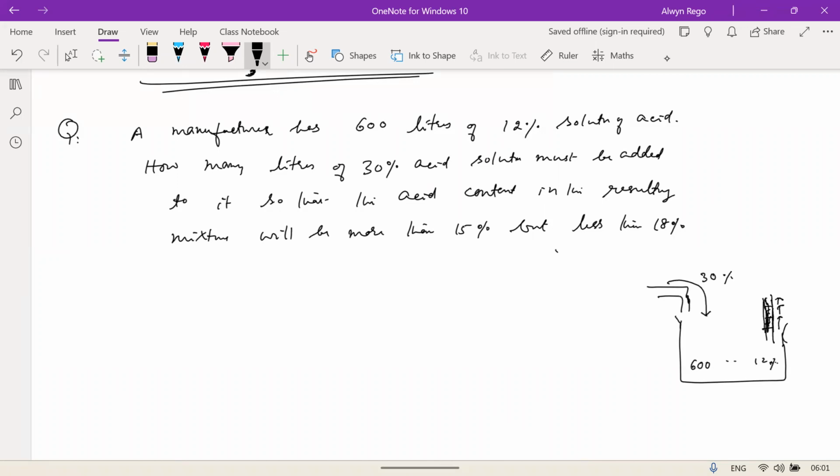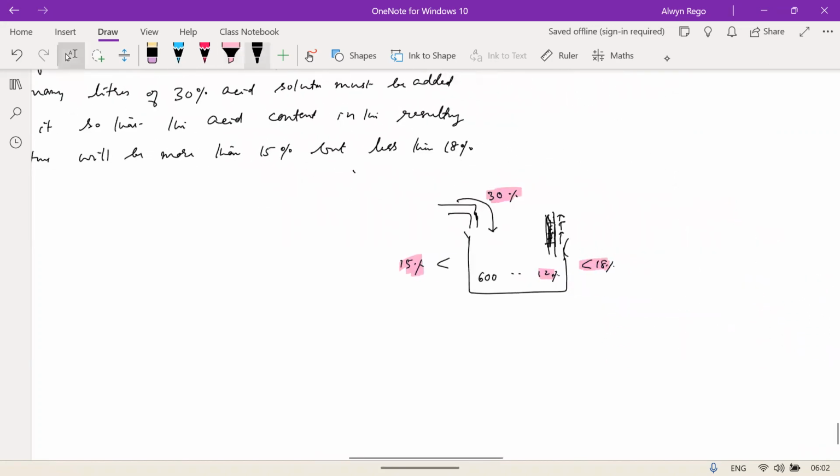They're saying how much should you add so that the acid content of the resulting mixture is more than 15%, but less than 18%. Let's say they got an order for the acid: please send us acid whose concentration should be between 15 and 18% for the lab or wherever it is. You have 600 liters of 12% acid, and you also have another container of 30% acid. How much should you add so that the concentration is between 15 and 18 is the question.